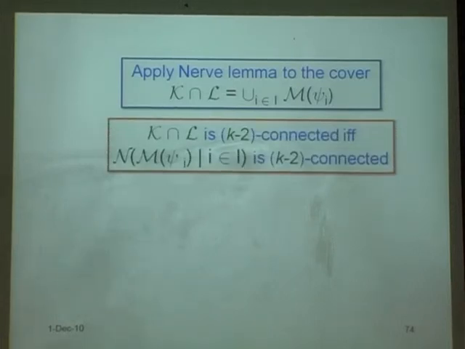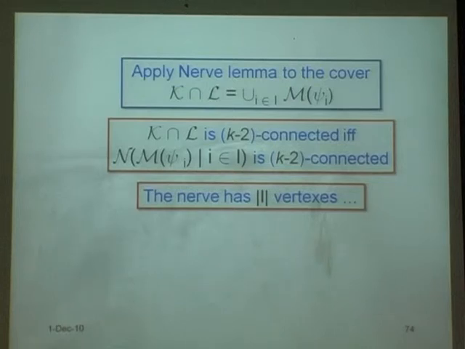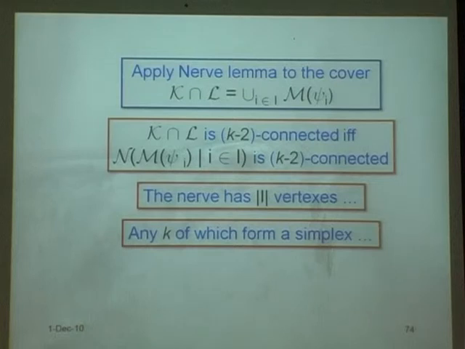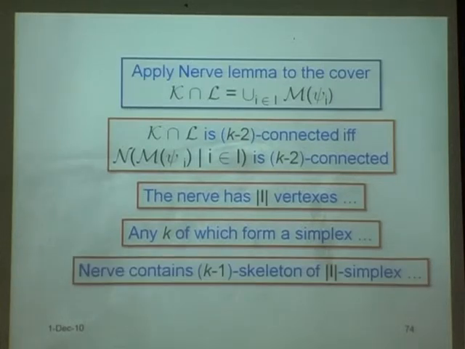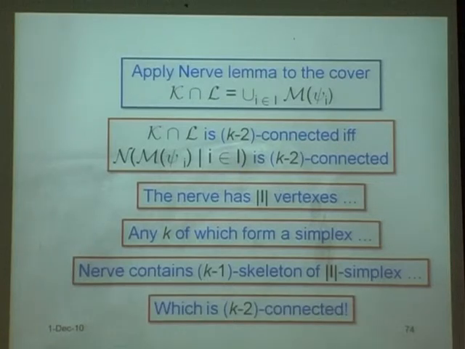We've established this condition here. Now, how many vertices does the nerve have? Whatever this index set is, however many faces the intersection is, we don't know how many, we know it's non-zero. However many they are, that's the number of vertices in the nerve. But we know that any k of them form a simplex, because if you intersect k of them, then it's k minus the codimension minus 1 connected, which is always greater than minus 1 if there's k of them. So the nerve contains the k-1 skeleton of a simplex, which means it's k-2 connected.